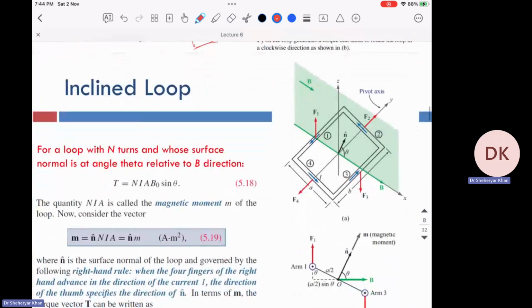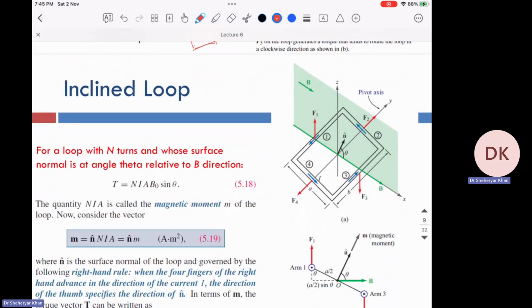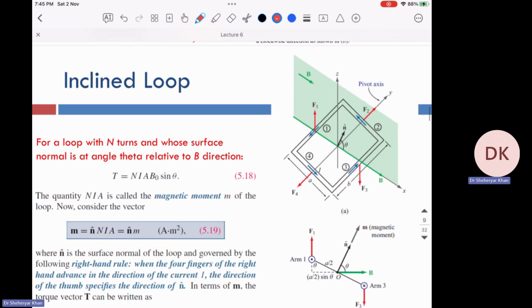So that's the formula. If you look at the orientation, I'm talking about this. If your field is like this, and you are rotating your coil at a certain position, you see the torque becomes proportional to theta, and if theta is 0, the torque is finished. Now, how to solve this problem?